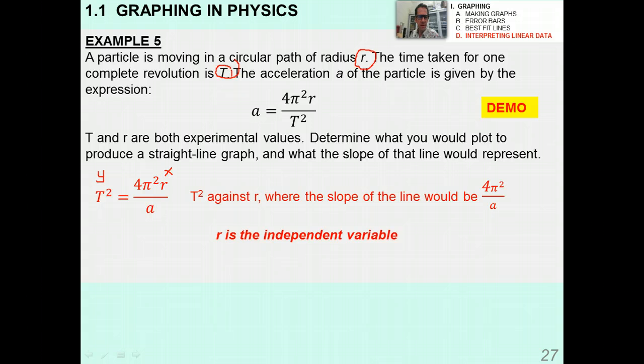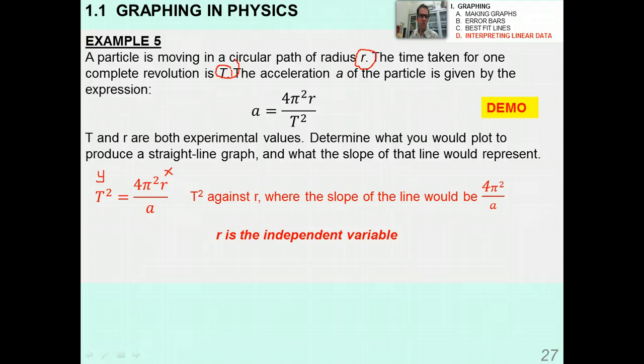So in this case, r would be your independent variable. And actually, you guys will do a circular motion lab like this, where you're varying the radius of something swinging around horizontally, and you're going to try to measure the revolution period T. So we have T squared against r, where the slope of the line would be that.